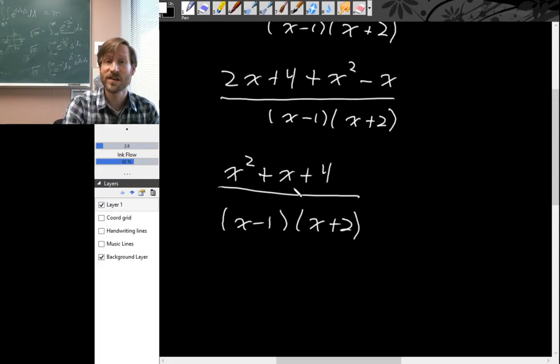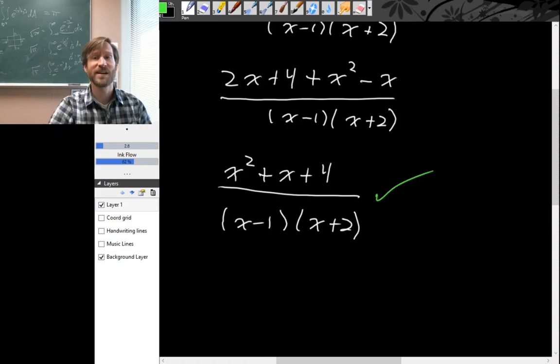Now to simplify this further, we should check if the numerator factors, but in fact it doesn't. Since we can't factor the numerator, there's no chance that we will be able to cancel one of the factors of the denominator. So at this point, this is as simplified as it's going to get. So when you are adding rational expressions, be very careful about canceling things in the numerator and denominator. You can only cancel if you have a common factor, not a term. You can only cancel if you have a common part of a product, not a common part of a sum.